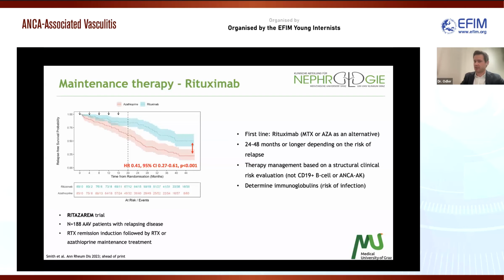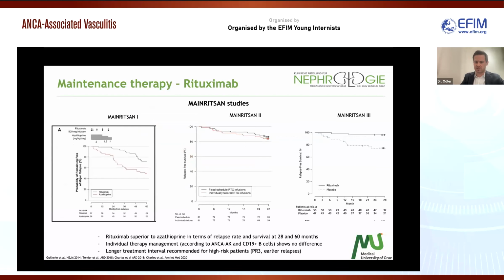It's also important to mention that the use of rituximab can lead to hypogammaglobulinemia, which can also be associated with infections. So immunoglobulins should be determined if you use rituximab in your patients. As I told you, individualized treatment approaches are important. The main recent studies from France helped to understand these individual approaches better.